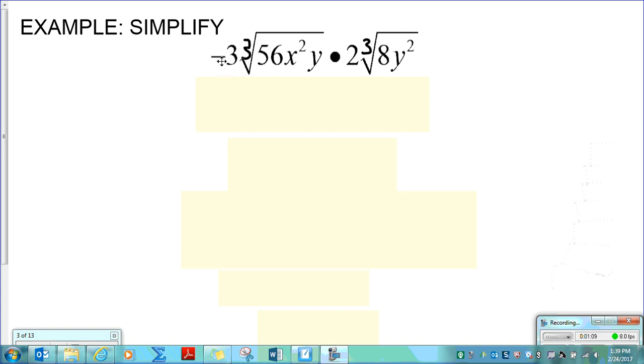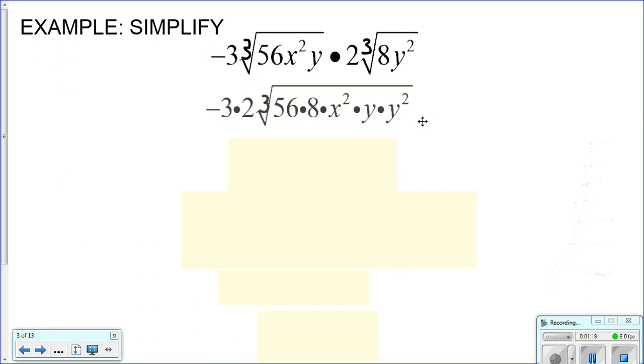So what I actually do is I'm going to multiply the -3 and the 2 together and keep that on the outside of one big radical. And I'm going to multiply all the stuff that's inside the radical together. So it looks like this. That's what it looks like location-wise. And then I actually do the multiplication. -3 times 2 is just -6. 56 times 8 is a big number that I'll find out in a second.